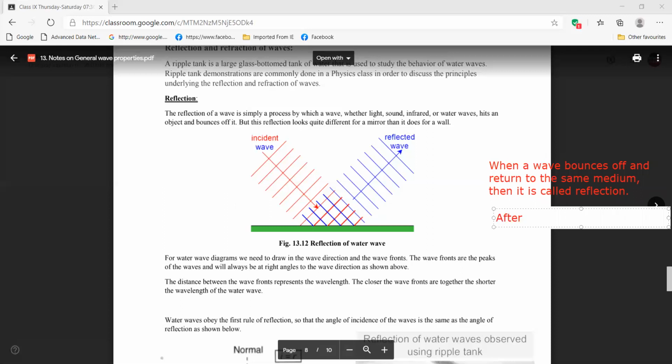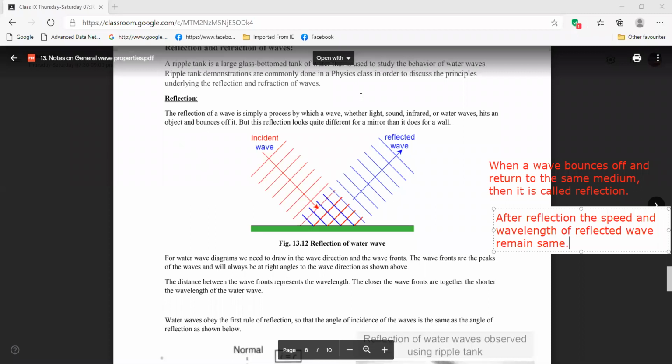After reflection, the speed and wavelength of reflected wave remain the same. Is it clear?